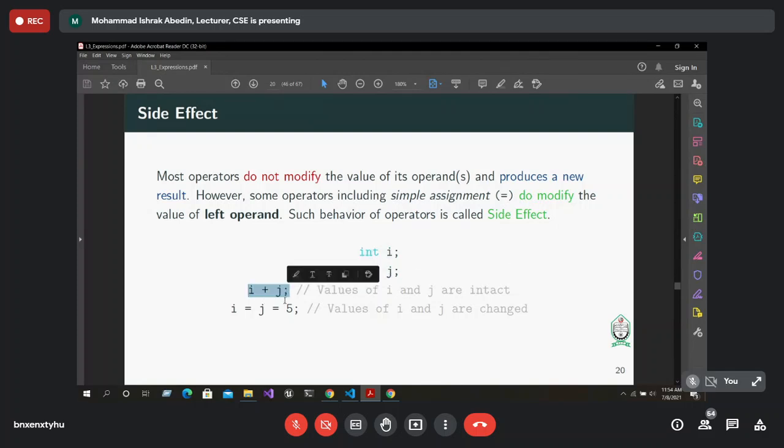This one doesn't have a side effect, but i = j = 5: the j = 5 part will be evaluated first, and then the whole thing. Here, the assignment operator has a side effect.